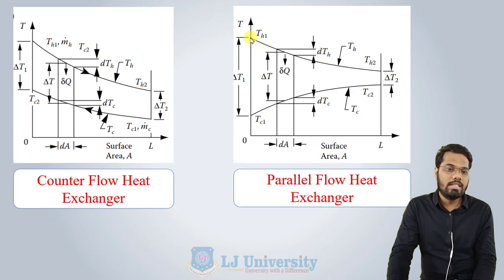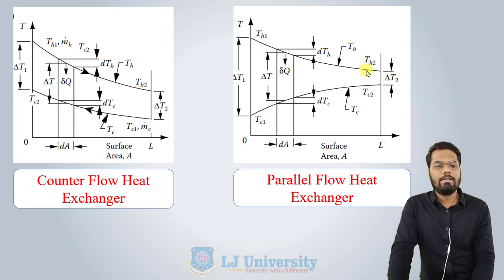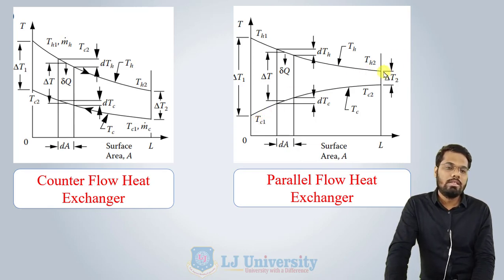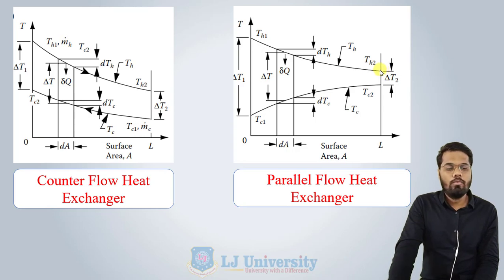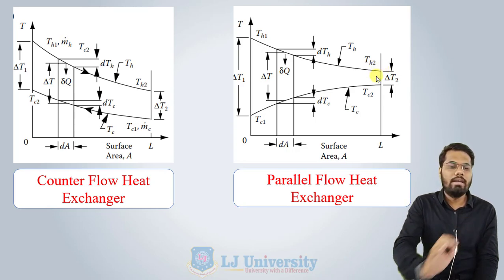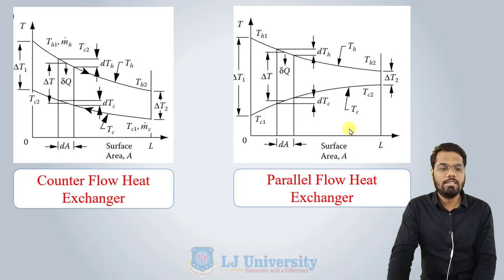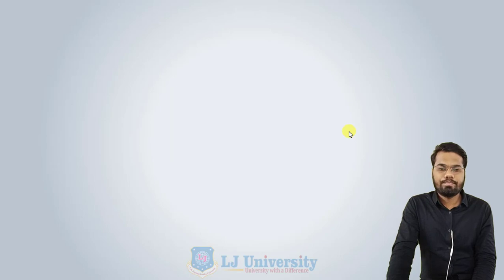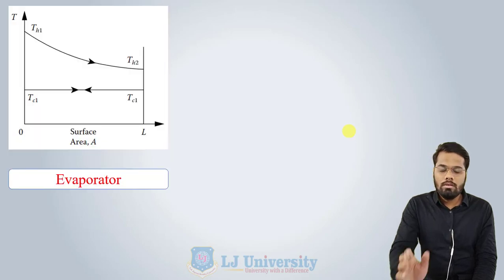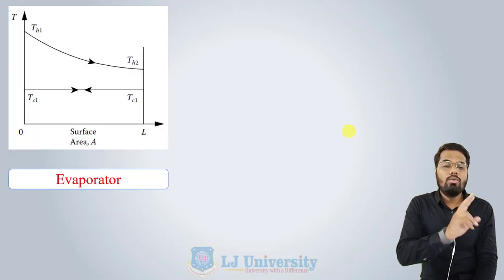So from the graph you can see that the temperature of the hot fluid is decreased. The temperature of the cold fluid from left to right is increased. So at the exit point, the temperature difference between the two fluids is going to be TH2 minus TC2, which is denoted by delta T2. This is for the parallel flow heat exchanger. Now, as well as this, there are two others.